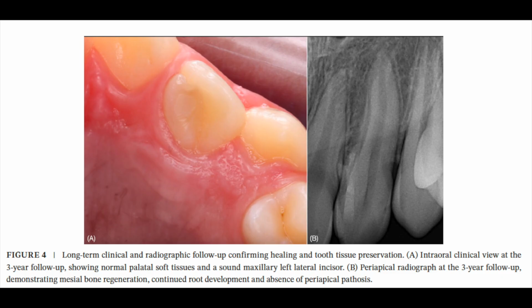And for the radiographic outcomes, radiographic assessment showed a progressive bony healing of the periapical lesion with no evidence of persistent pathosis. And the root development was completed and a narrowing of the root canal width was observed, indicating preservation of the pulp health and continued root development.